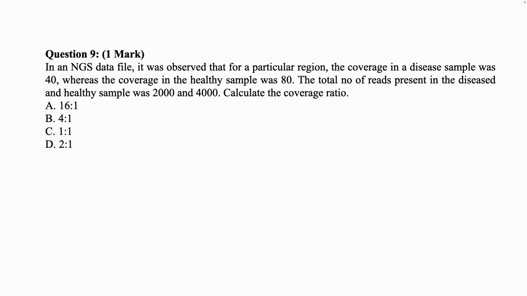In an NGS data file, it was observed that in a particular region, the coverage in a disease sample was 40, whereas the coverage in a healthy sample was 80. The total number of reads present in the diseased and healthy sample was 2000 and 4000. Calculate the coverage ratio.